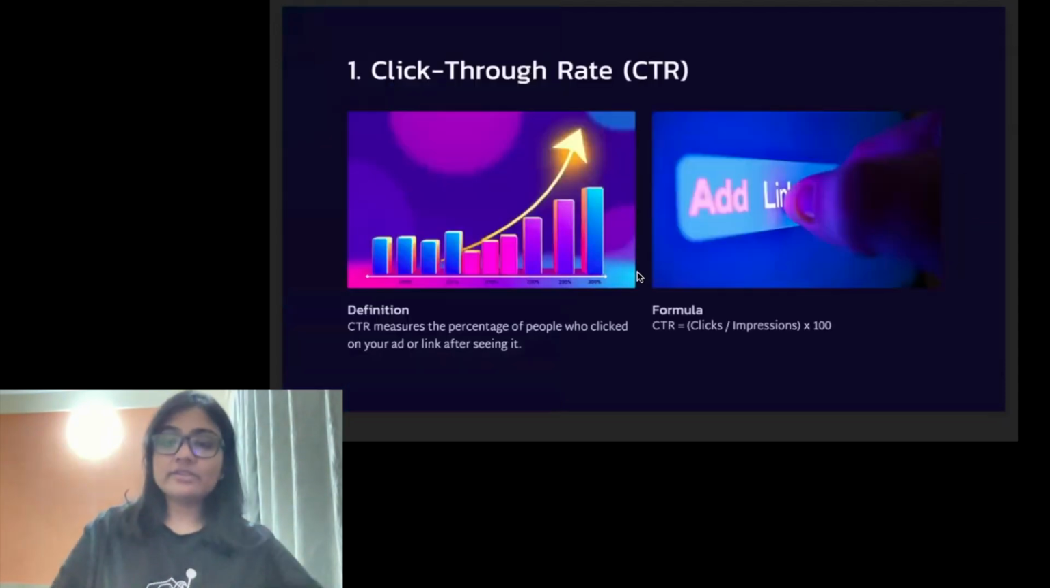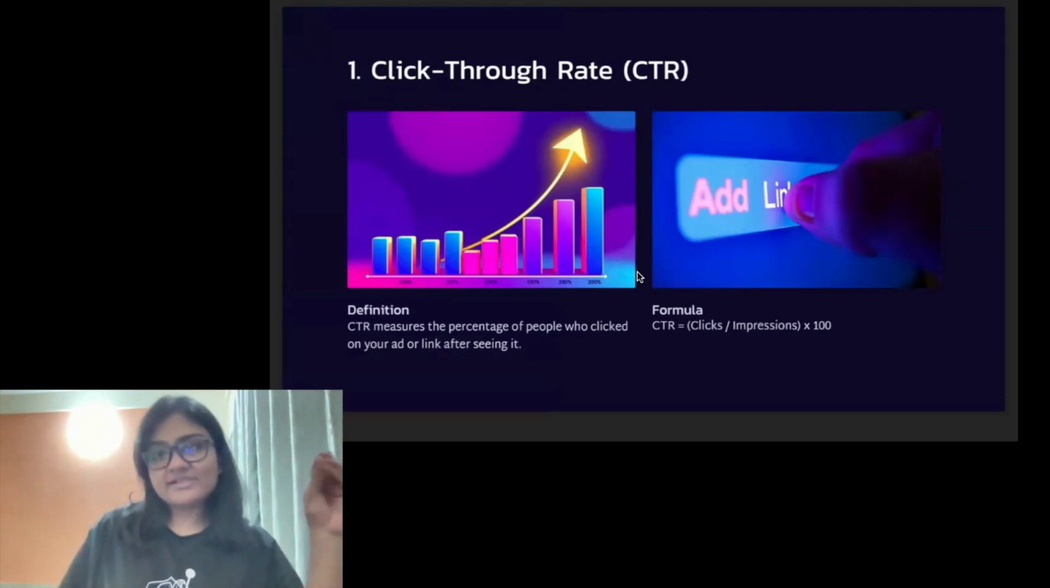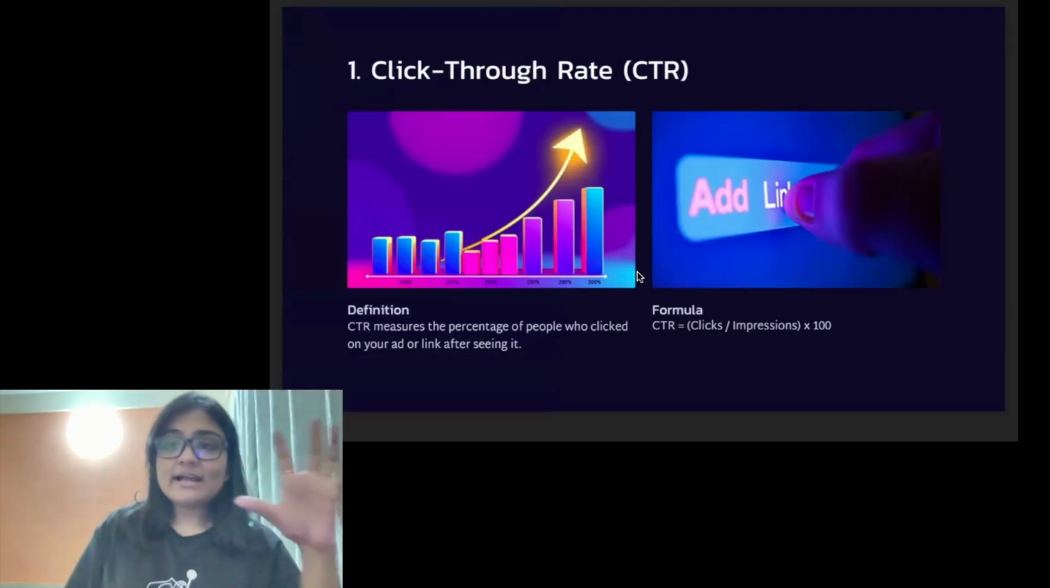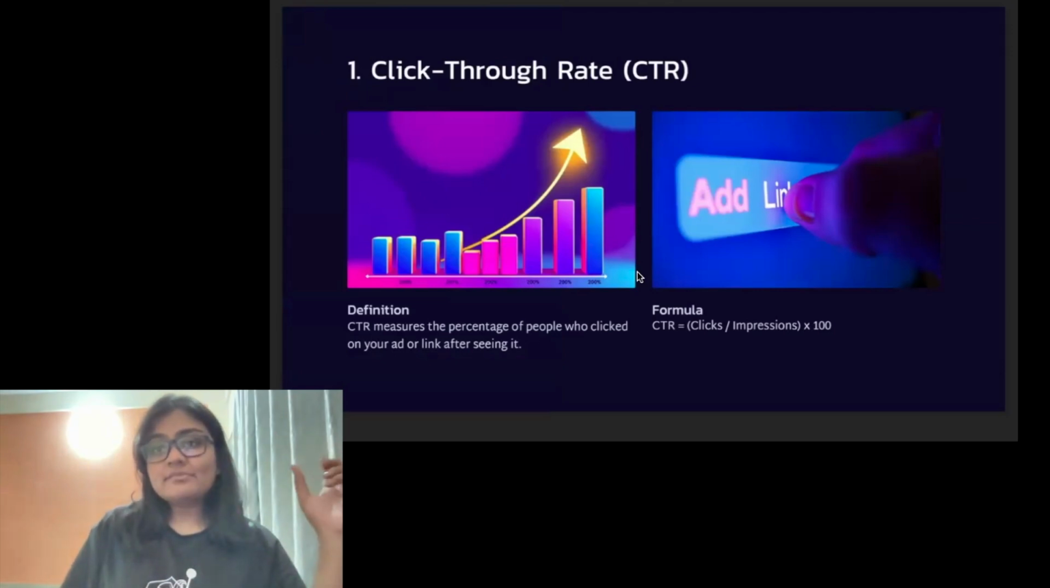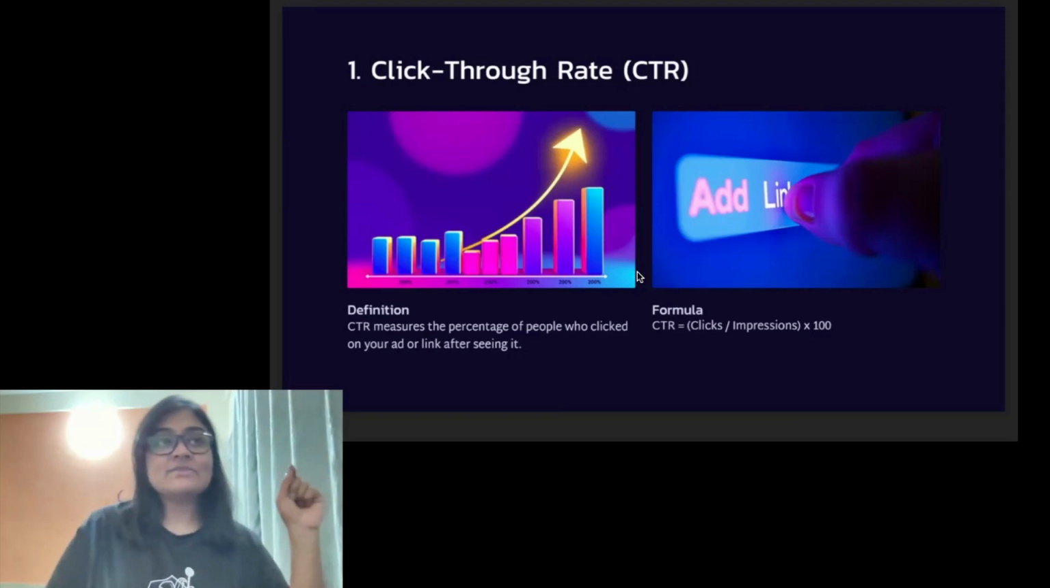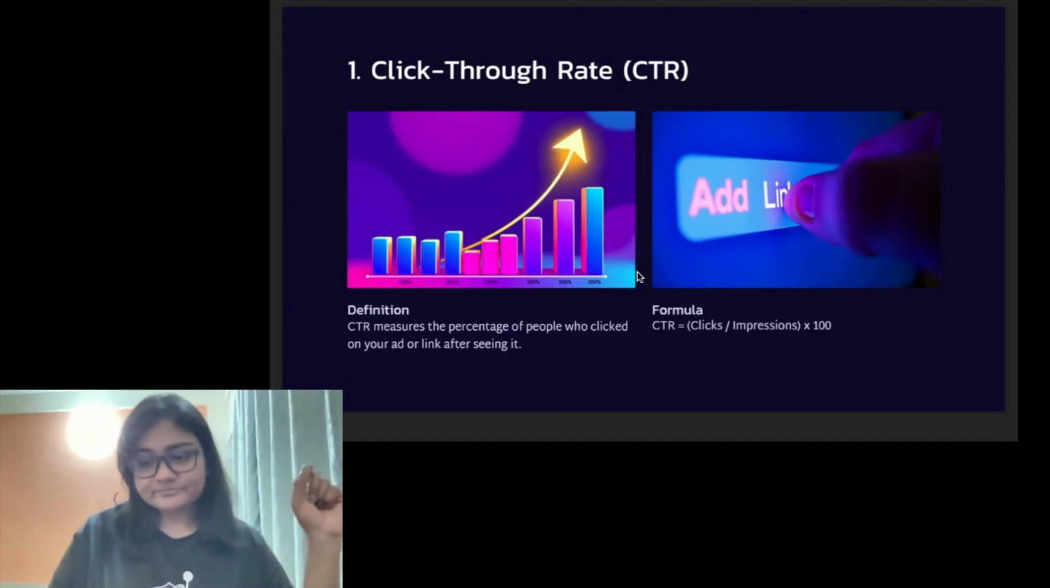The first is click through rate, which is also called CTR. It measures the percentage of people who clicked on your ad or link after seeing it. A high CTR always indicates that your ad or your content is relevant and it is engaging for your audience. Now, how do we calculate it? We calculate it by dividing the number of clicks by the number of impressions into 100. For example, if your ad was shown 1,000 times and it received 50 clicks, your CTR would be 5%.